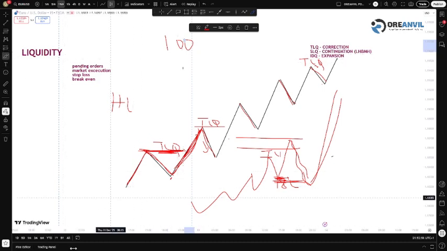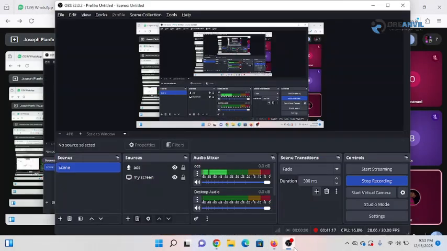So let me set up my mic. My mic is not connecting properly.